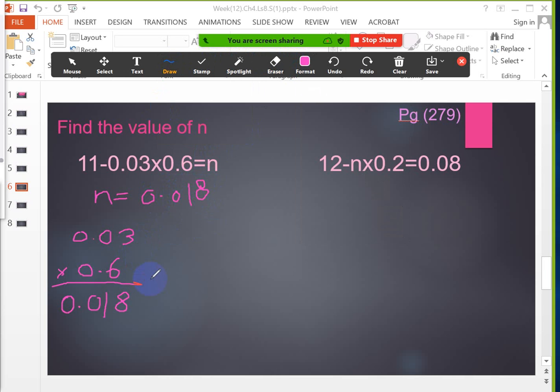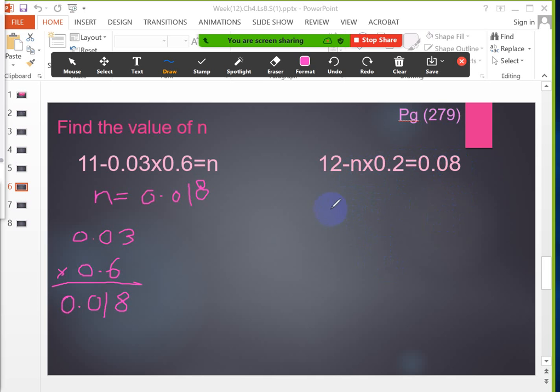Now what about number 12? Number 12, I want to find the value of n. Look at n here. Okay. Here n multiplied by 0.2 equals 8 hundredths. So no, we will not divide, Larissa, because we didn't take the division in the decimal. So I will think about it in my mind. I will find n here mentally. What is the number that I will multiply with 0.2 that will give me 0.08?